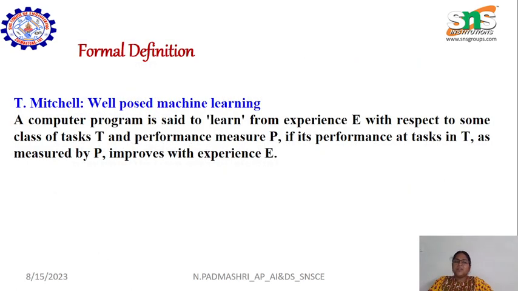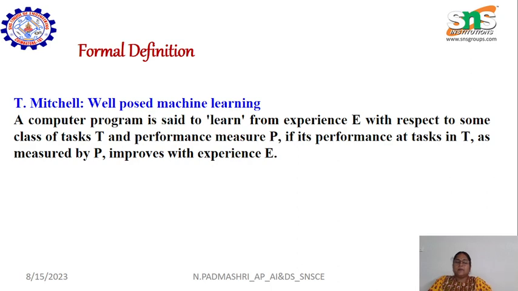Then the formal definition from Mitchell, a well-posed machine learning problem. When we say a computer program is set to learn, we have three terminologies. Learn from the experience E, where capital E is termed the experience, with respect to some class of tasks. Task is defined with the letter T and the performance is measured with the letter P. So if its performance at task T, as measured by P, improves with the experience E, this is the formal definition.